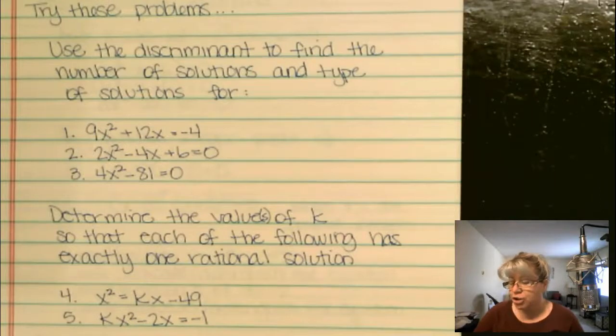Then go ahead and determine the value or values of k so that each of the following quadratic equations has exactly one rational solution. So try those on your own. See if you can follow the steps.